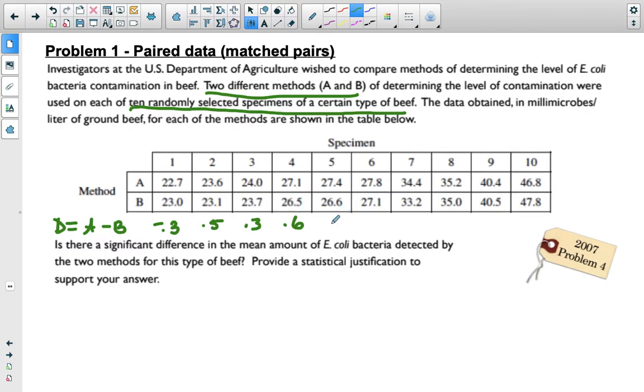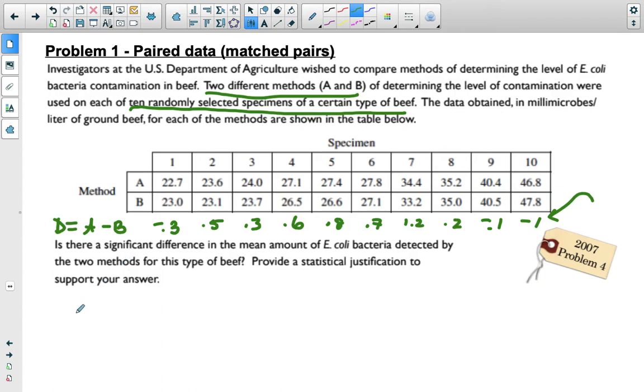This is 0.8. This is 0.7, this difference. This is 1.2. This is 0.2. This is negative 0.1. And then this is negative 1. So for our hypothesis test, what we're interested in is this stuff right here, these differences that we observe. Is one of these better than the other one?